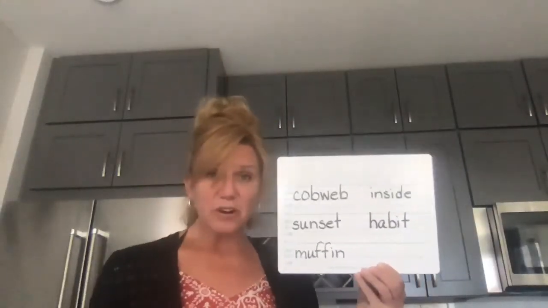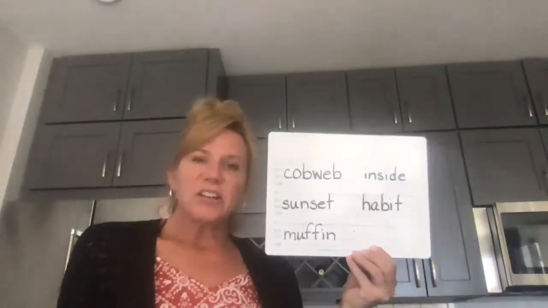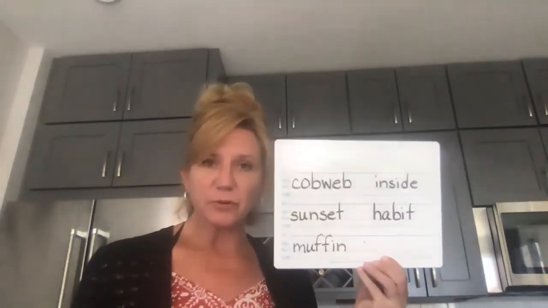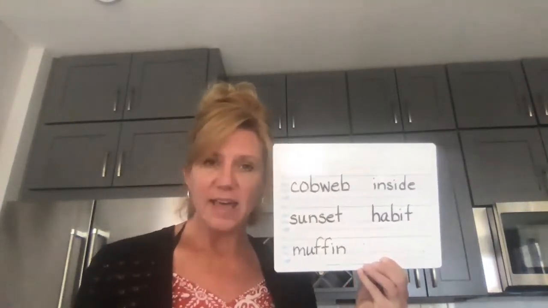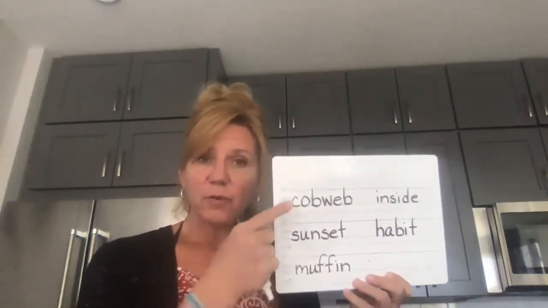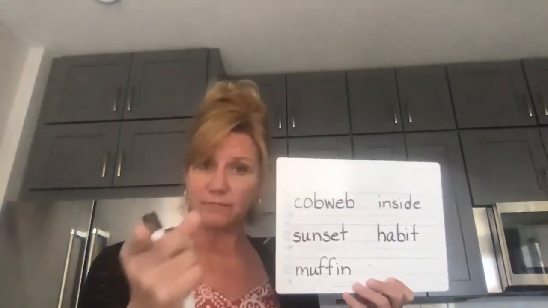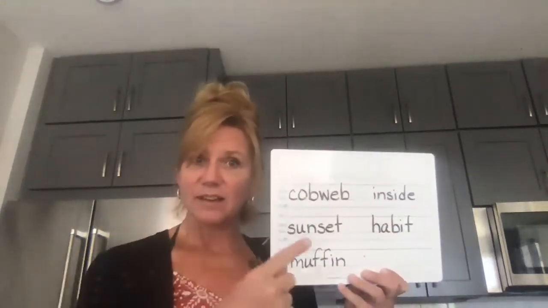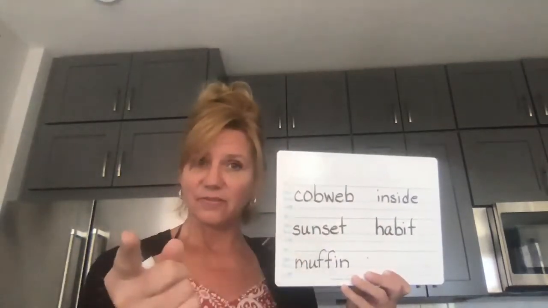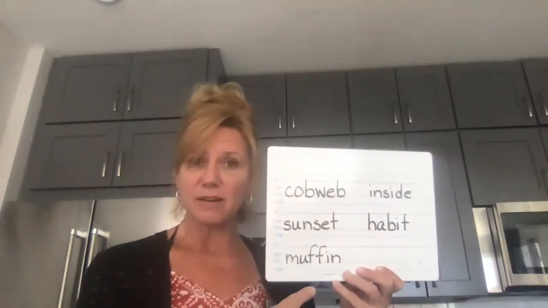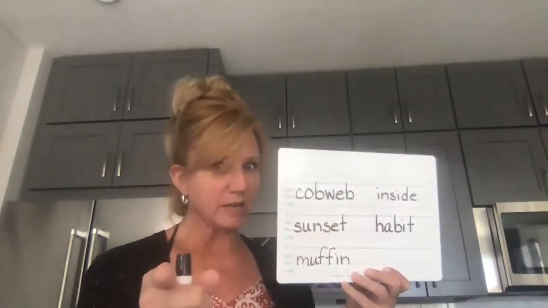Okay, let's look at a few more. Let's take a look and see how we're going to scoop those word parts together. Right, that's what I did on the previous words that we just did. Okay, so let's take a look at these words we have here. We have cobweb, inside, sunset, habit, and muffin. Hope you repeated those.